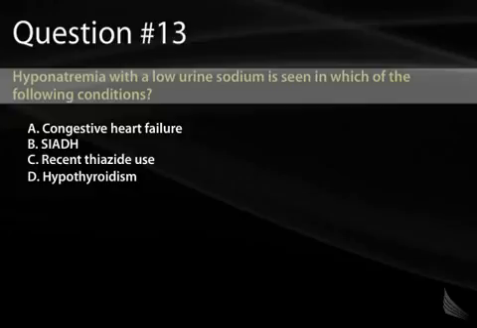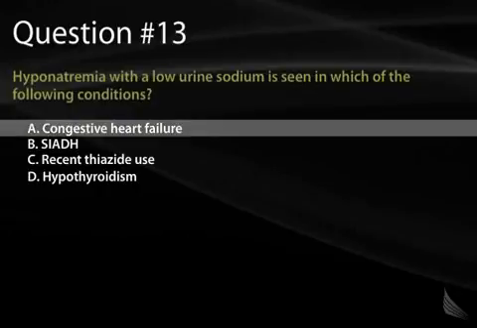Question number 13. Hyponatremia with a low urine sodium is seen in which of the following conditions? A. Congestive heart failure. B. SIADH. C. Recent thiazide diuretic use. Or D. Hypothyroidism? The correct answer is A. Congestive heart failure.